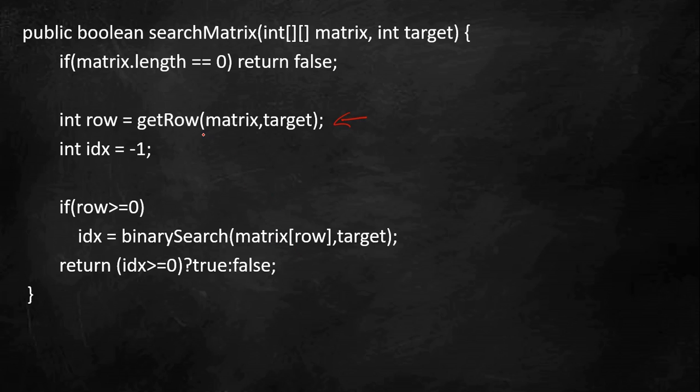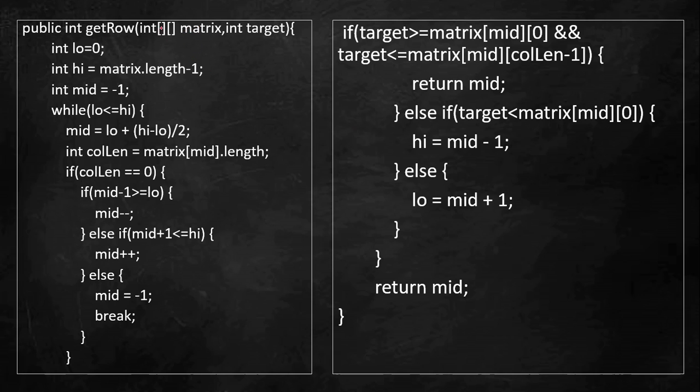Okay, so let's see the code for get row. This is the matrix that is passed into the get row, and the target. I'll come to this particular piece of code later on. Otherwise it's the same code as a normal binary search. So we are trying to find the mid here. Low will be 0, high will be the length of the matrix minus 1, which is nothing but the row count minus 1. So it will give me the row, right? And then I'm trying to find the mid of that.